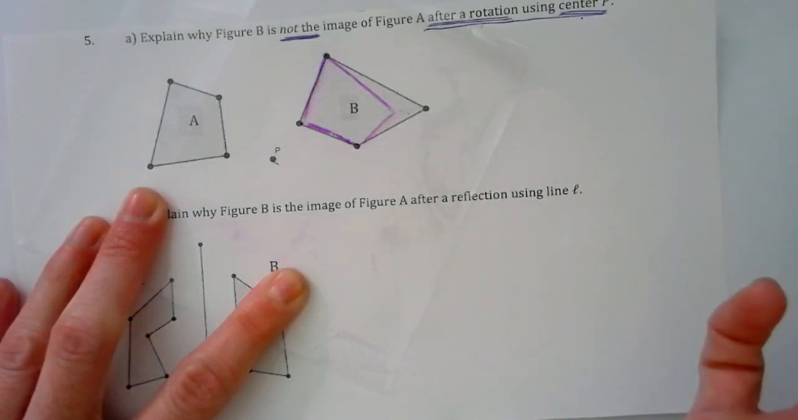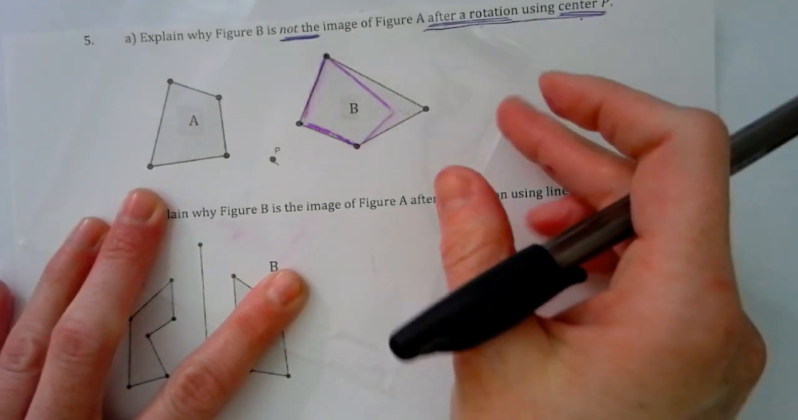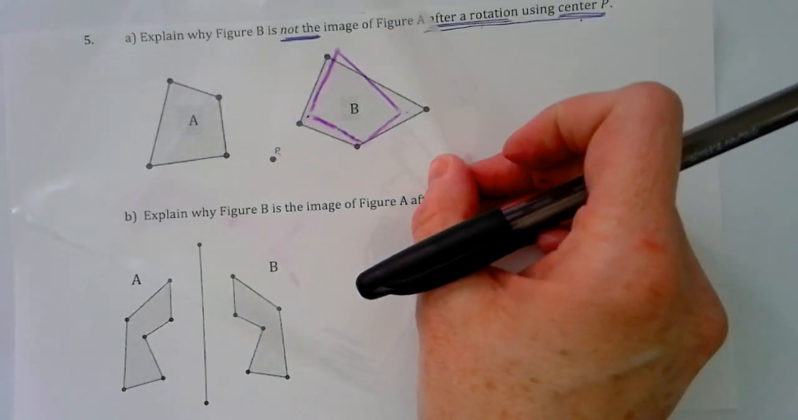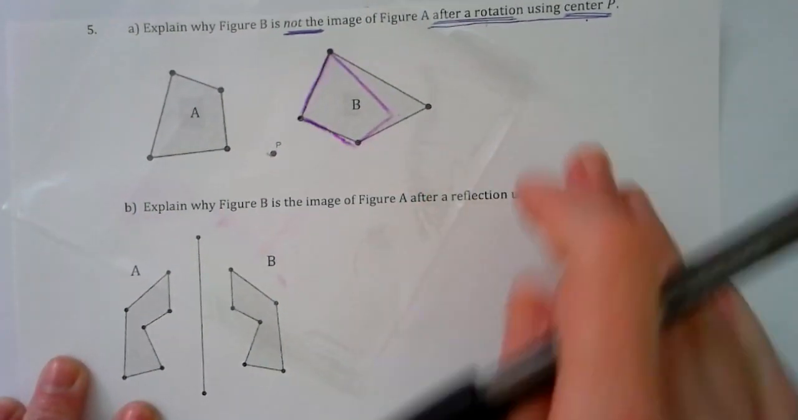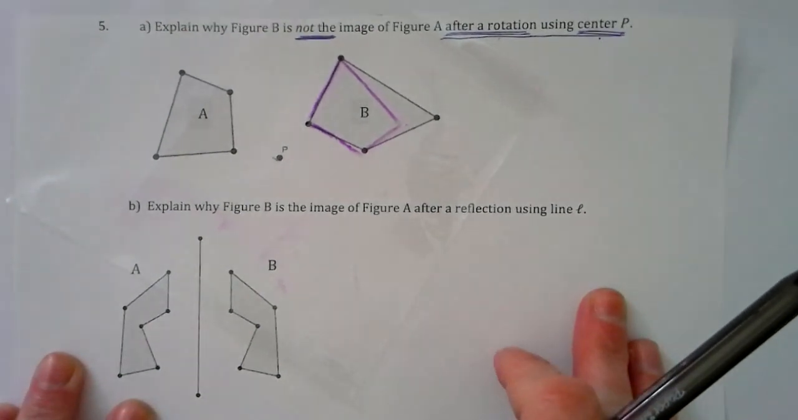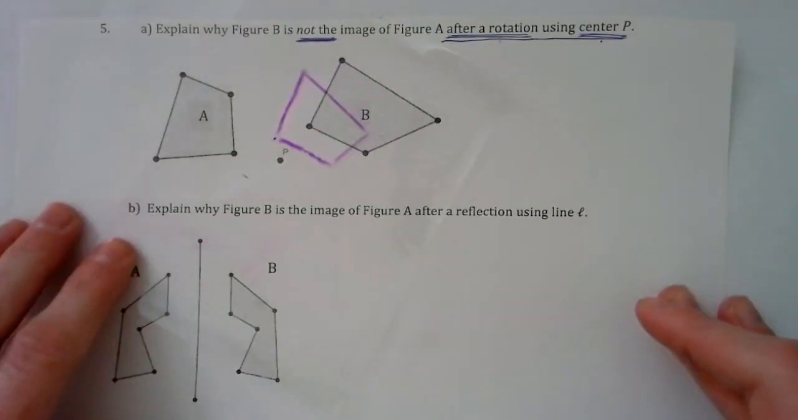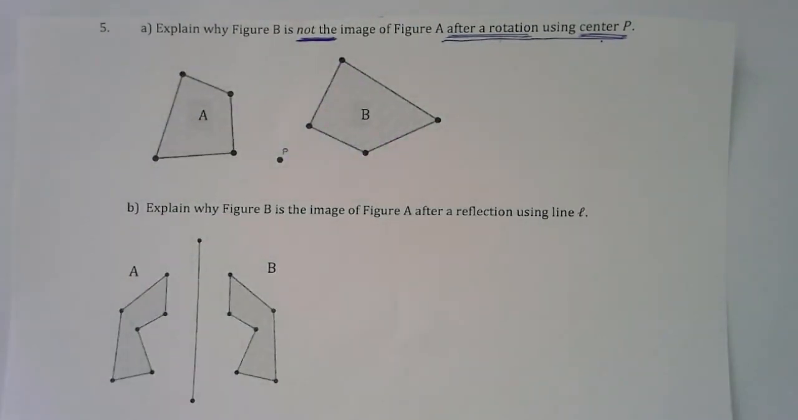B is not the same size as A. And if you remember, when we rotate figures, the sizes don't change. So again, when we rotate a figure, the measurements don't change. B got bigger, or B is bigger than A. That's the problem. You have to decide how you're going to explain that and what you say.